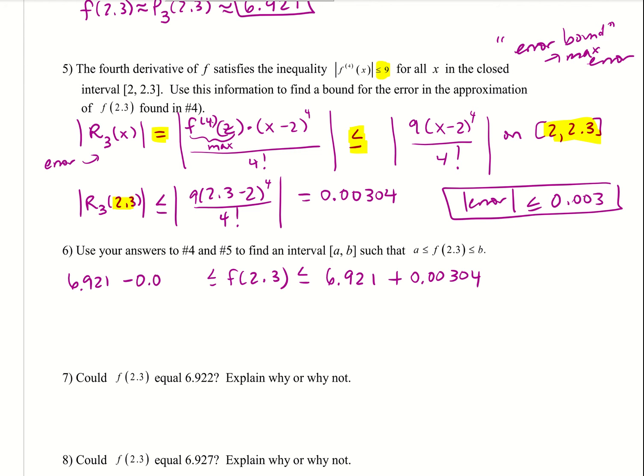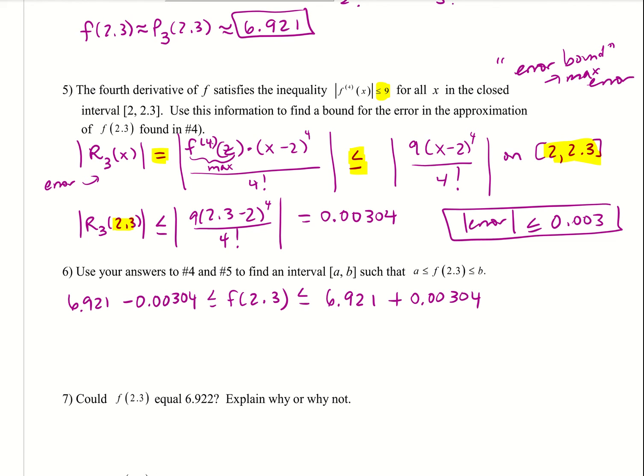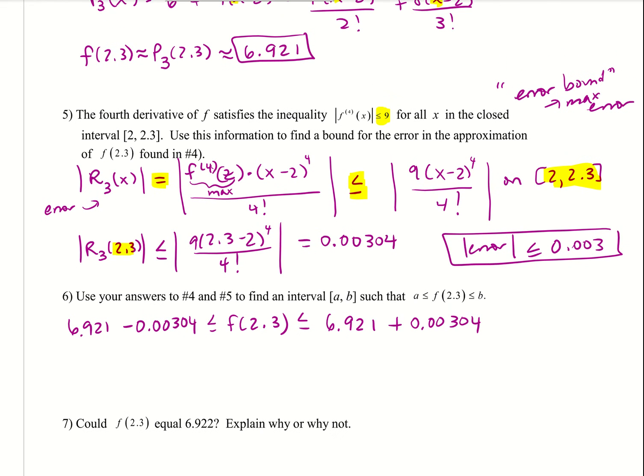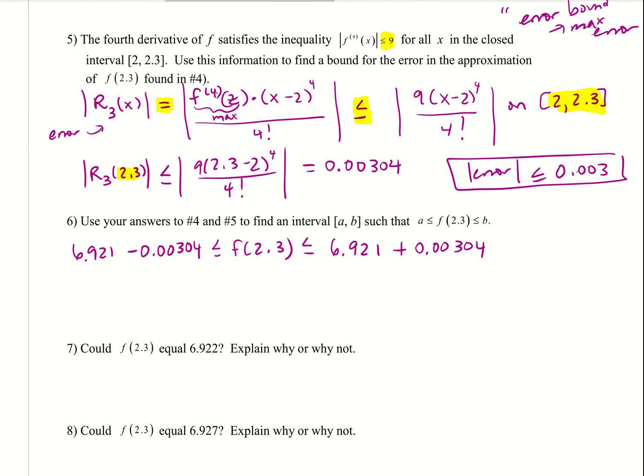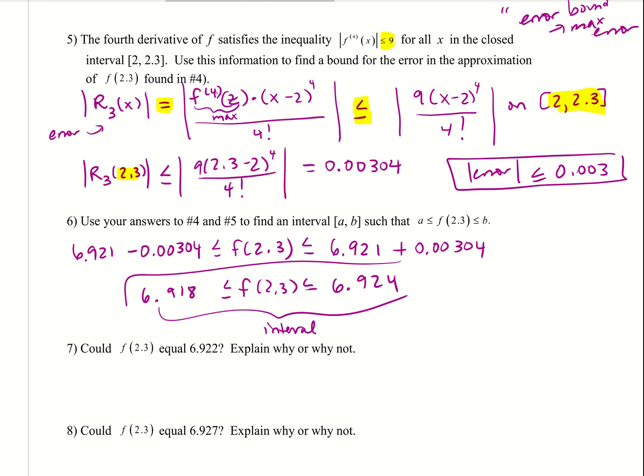Now you might notice I take this out to a couple extra decimal places. Actually, I think this was 6.92. I don't remember. I wish I'd written that out to more decimal places. I'm sorry that I didn't. I probably should have written that to 5 as well. But what this tells me is f of 2.3, once I do that adding and subtracting, is going to be in between 6.918 and 6.924. This is an interval for the approximation. This is the error bound, the most the error could be.